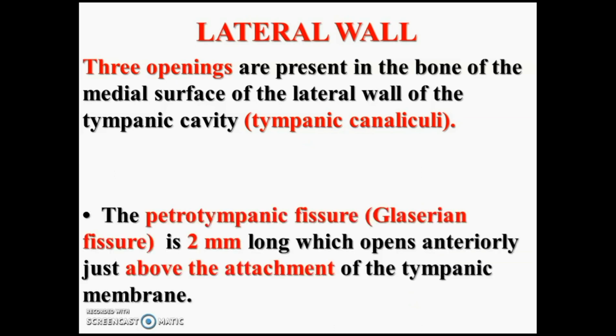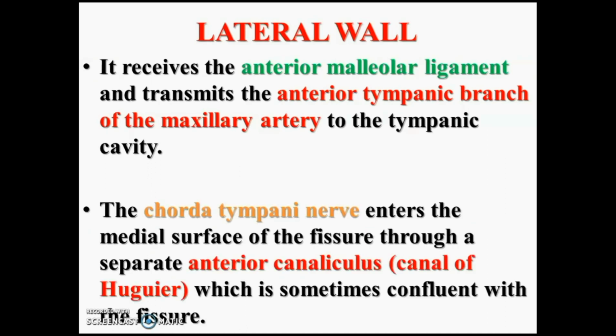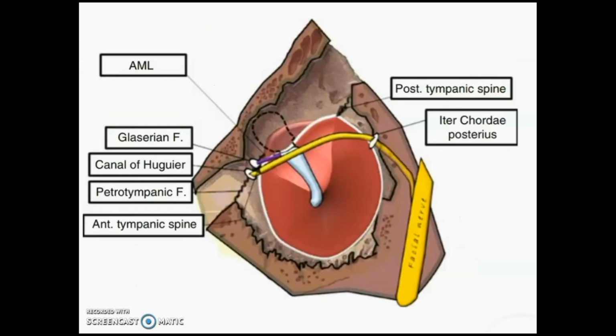You will see three openings in the medial surface of the lateral wall of the tympanic cavity, that is, the tympanic canaliculi. The first one is the petrotympanic fissure, also called the Glaserian fissure. It transmits the chorda tympani. It also receives the anterior ligament and the anterior tympanic branch of the maxillary artery. We have discussed this petrotympanic fissure in detail in the Norma Basalis. Please go and see. The chorda tympani nerve, as you know, we have discussed in the infratemporal fossa. It is a branch of the facial nerve.